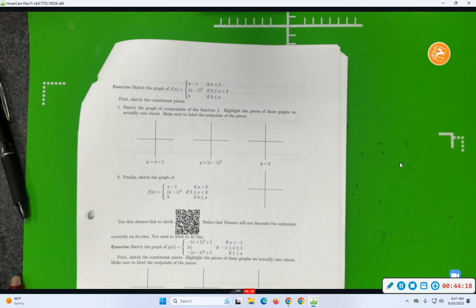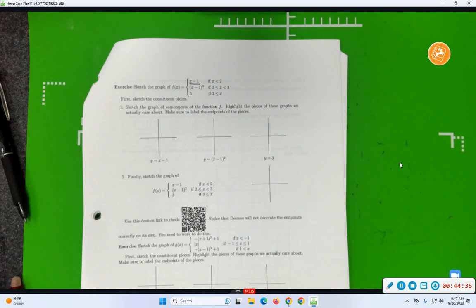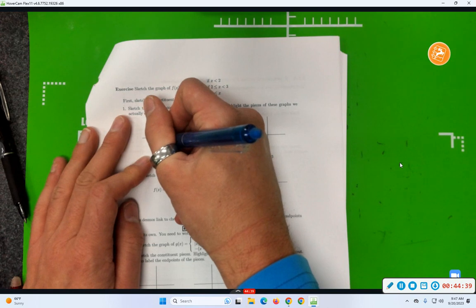Let's see, it's a linear function, so the graph will be a line. That line will have slope 1. This is a line, slope 1. Where is its y-intercept? -1. Or 0, -1, depending on how pedantic you want to be.